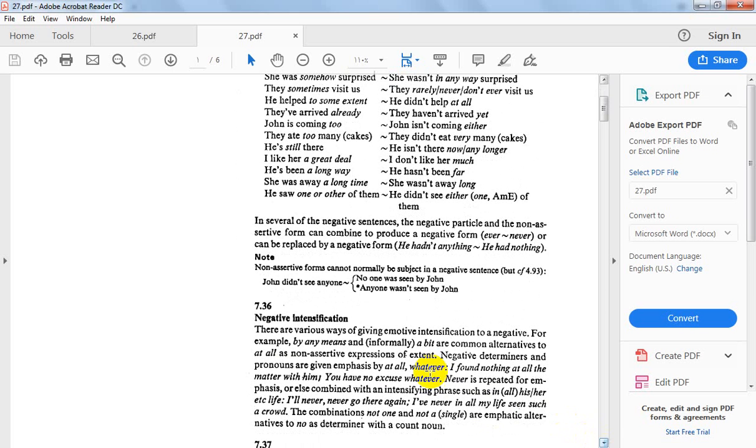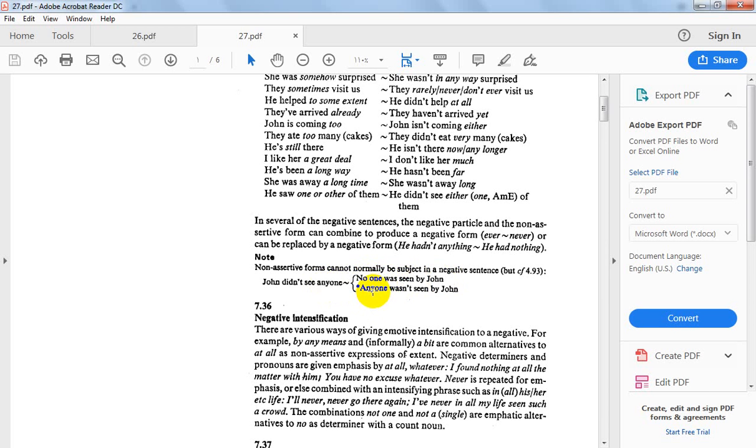Yeah, look at this note. Non-assertive forms cannot normally be subjects in a negative sentence. John didn't see anyone. طبعا هذه cannot be what يعني ما نقدر تصير, since it is the direct object, ما نقدر تخلي passive form. Instead I say no one was seen by John. ما نقدر أجيب هذا نفس ال direct object أخليه مكانه to be in the passive form or the passive voice.